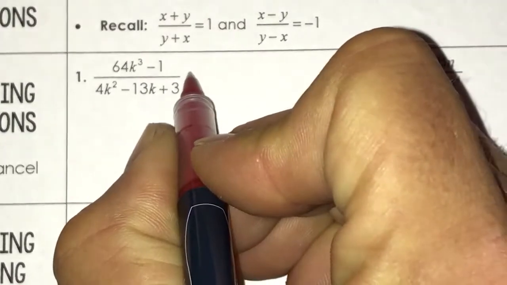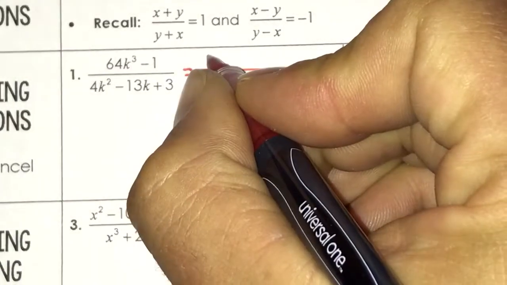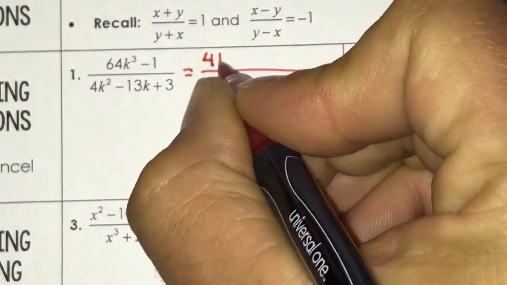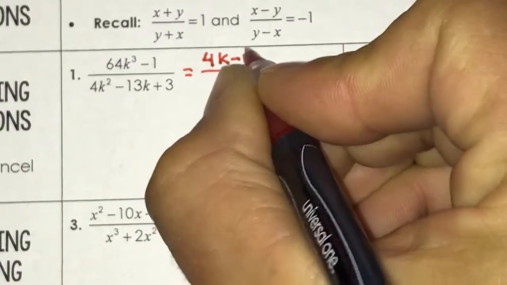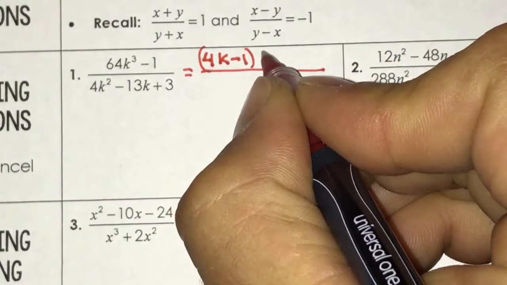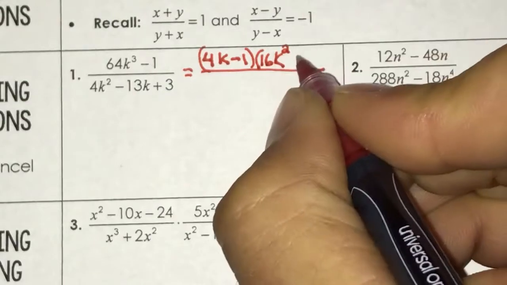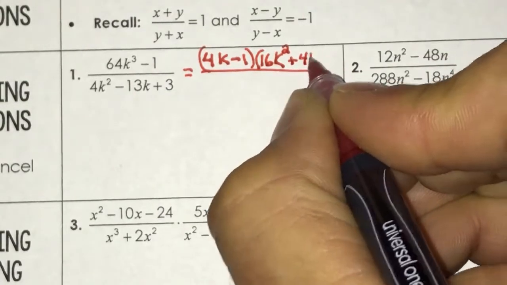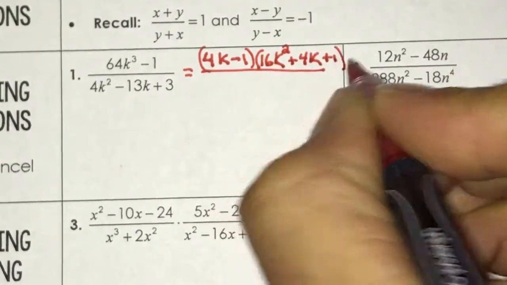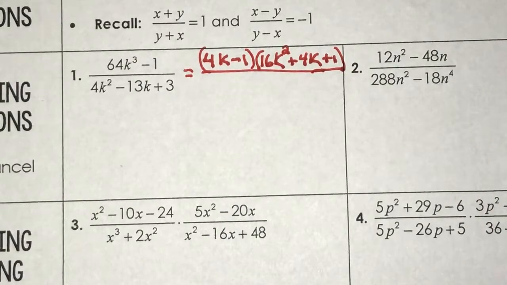So the numerator will be 4k minus 1. And then I square that, so 16k squared plus 4k plus 1. That's how you factor the numerator.